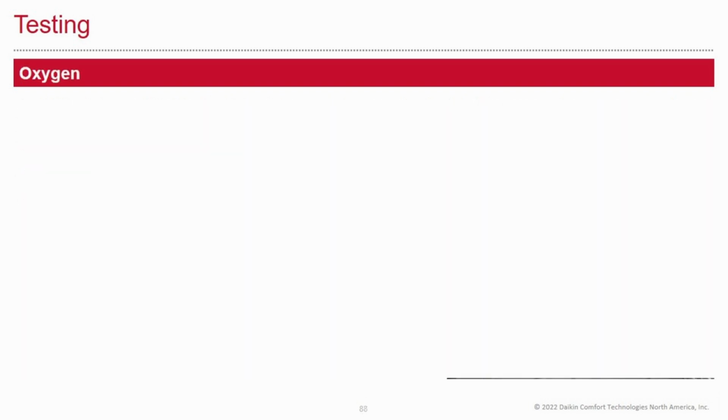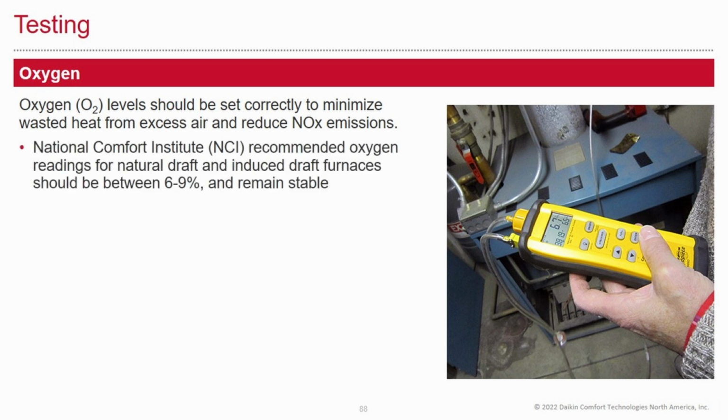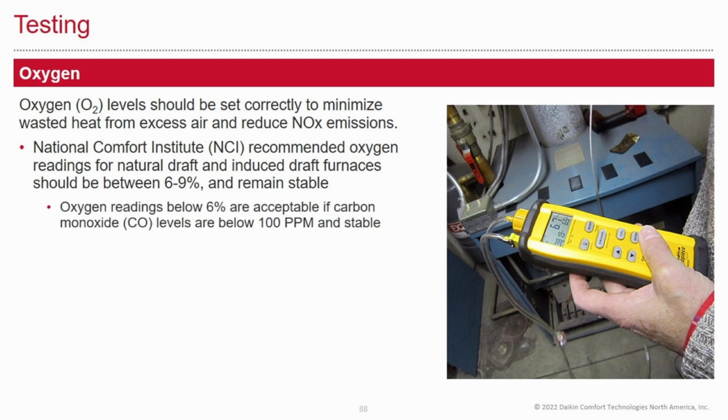Oxygen. Oxygen levels should be set correctly to minimize wasted heat from excess air and reduce NOx emissions. The National Comfort Institute recommended oxygen readings for natural draft and induced draft furnaces should be between 6 and 9% and remain stable. Oxygen readings below 6% are acceptable if carbon monoxide levels are below 100 parts per million and stable.